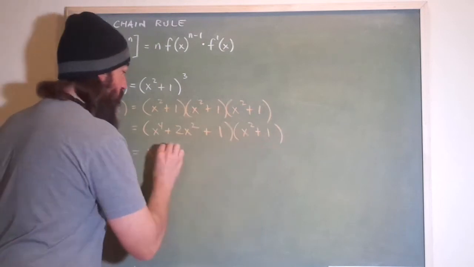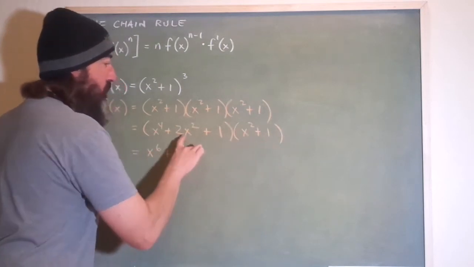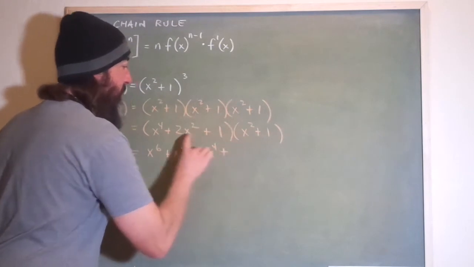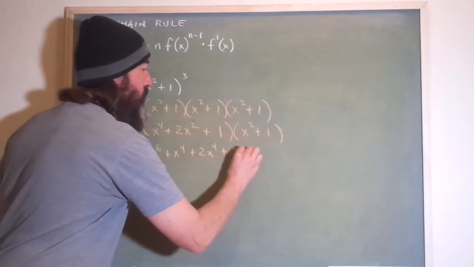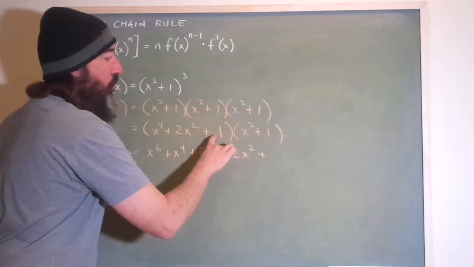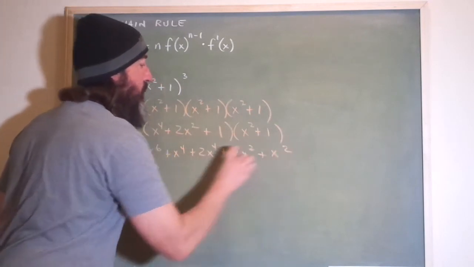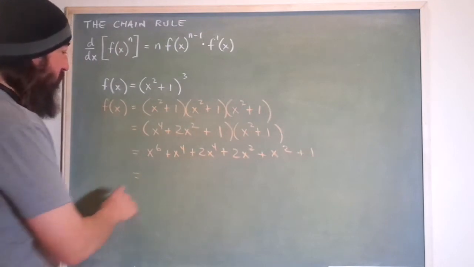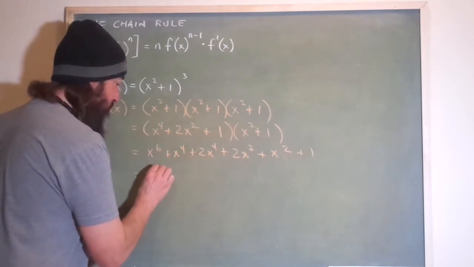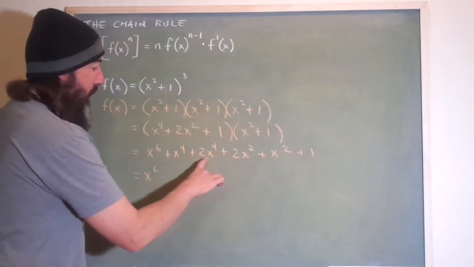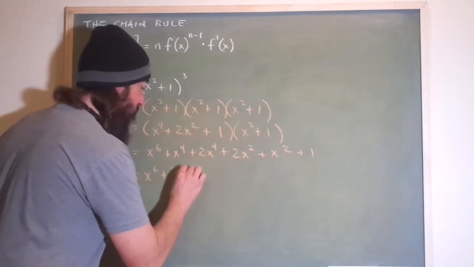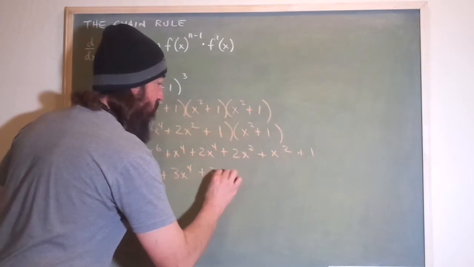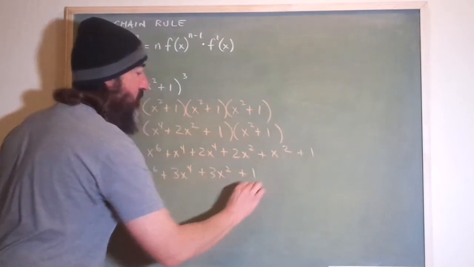X to the fourth times 1 is x to the fourth. 2x squared times x squared is 2x to the fourth, and 2x squared times 1 is 2x squared. And then finally, 1 times x squared is x squared, and 1 times 1 is 1. I think I have some like terms. X to the sixth doesn't have a like term, but 1x to the fourth and 2x to the fourth is 3x to the fourth, and then 2x squared and x squared is 3x squared, and finally, my plus 1.